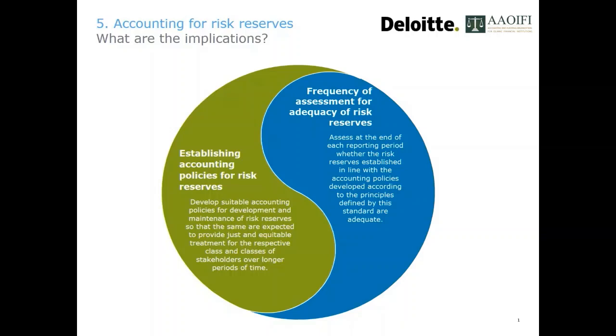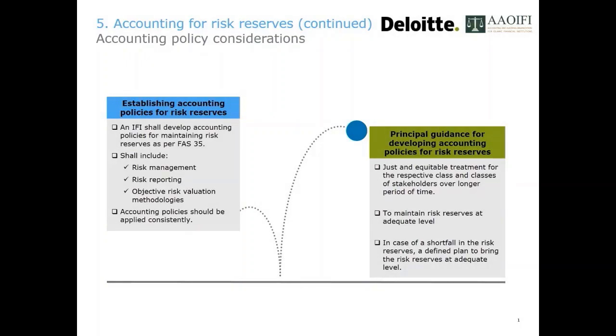Additionally, an Islamic financial institution should assess at the end of each reporting period whether the risk reserves established in line with the developed accounting policies are adequate. Establishment of suitable accounting policies for the risk reserves, and assessing whether the risk reserves established in line with them are adequate, is what it comes down to when it comes to their accounting. Point noted. Now, moving to slide 9. As per the principal guidance, what are the requirements for the development of the accounting policies?